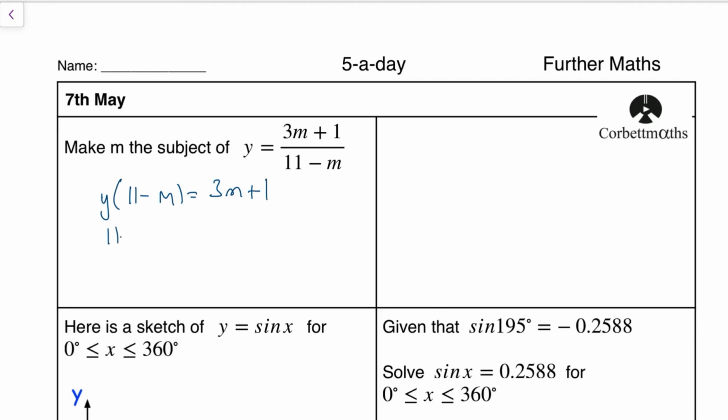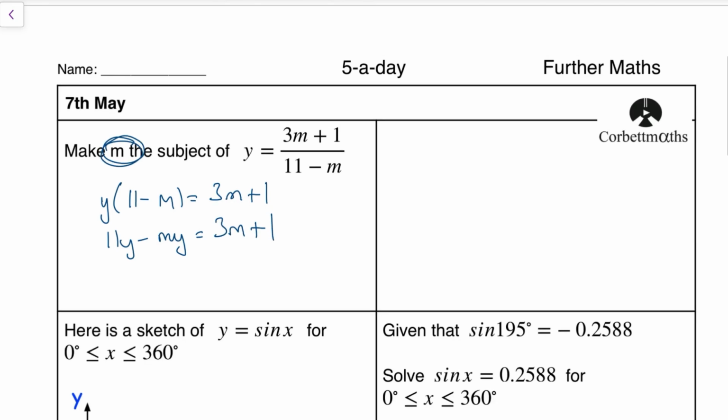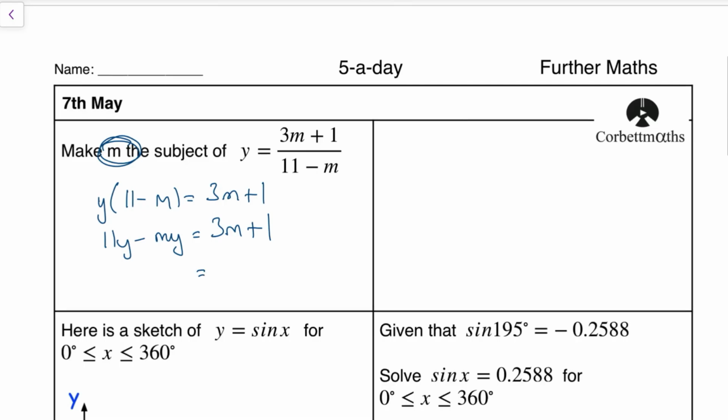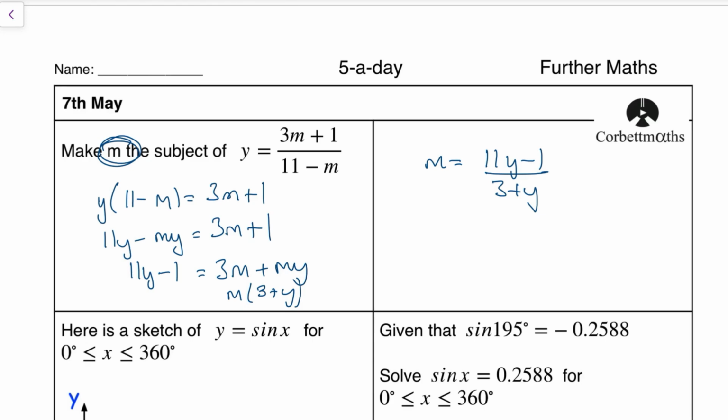Then I'm going to expand, so that's 11y - my = 3m + 1. Quick check, I want m to be the subject, so all m's on the right, mainly because that's positive. That's going to be 3m + my, and move everything that's not an m to the left, so that's 11y - 1. Factorise the right-hand side, that's m(3 + y). Then divide by 3 + y, which means m = (11y - 1)/(3 + y). And that is the first question done.